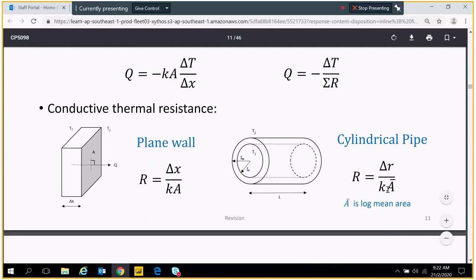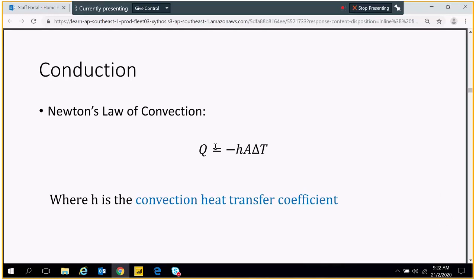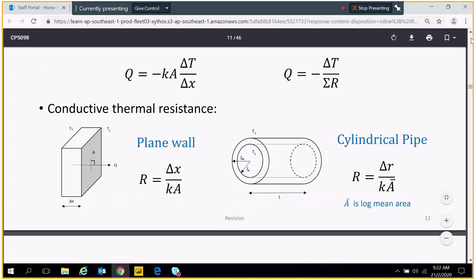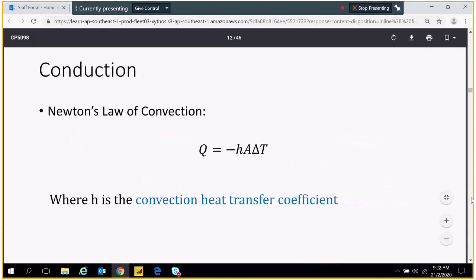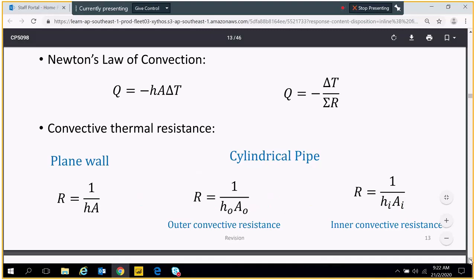Now this is the A bar. See, there's a bar on top. This is the log mean area. This one you need to memorize. This is the Newton's law of convection. There's a h. Again, forget about negative. Now this is the convective thermal resistance. You need to memorize this. The h_o, h_i.